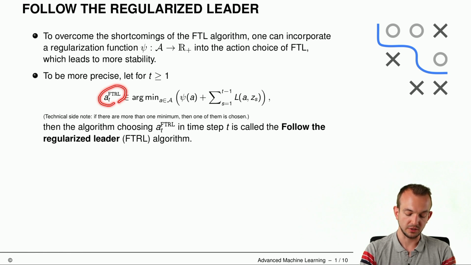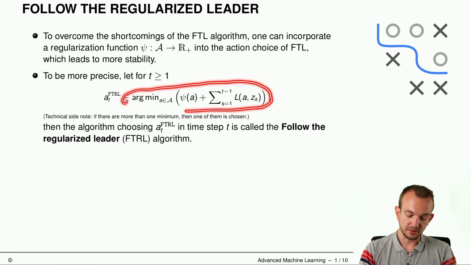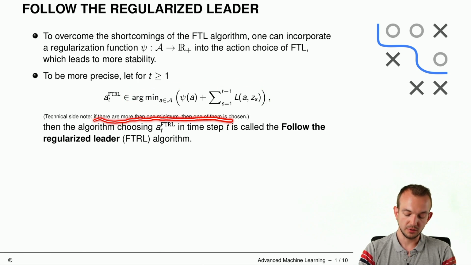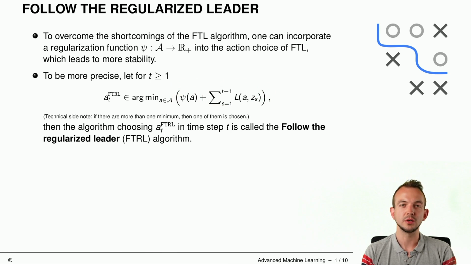of the corresponding action. And once again, it might be the case, even if we have a regularization term involved, that there are more than one action which are minimizing this expression. So the cumulative loss as before for the seen data plus regularization, it might be that there are more than just one. And then we just pick one of them due to some tie-breaking mechanism. And well, this is the follow the regularized leader algorithm simply.